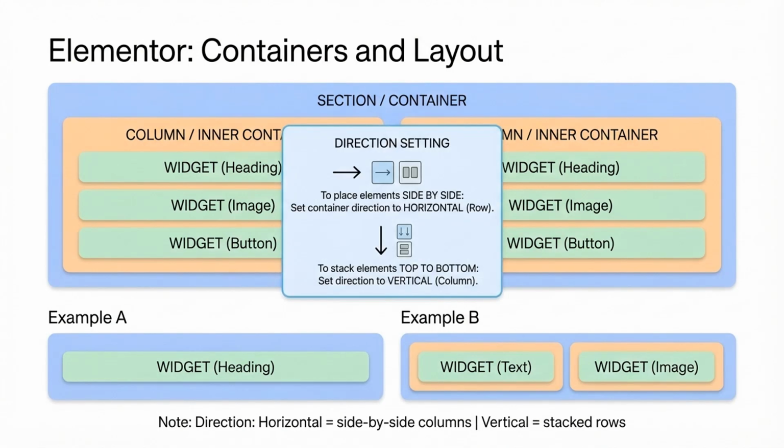One setting that trips up beginners is the direction of a container. When you set a container's direction to horizontal, also called row, any widgets or inner containers you add will appear side by side. When it's set to vertical, column, elements stack on top of each other. This single setting controls the entire flow of your layout, so always check it when things aren't aligning the way you expect.